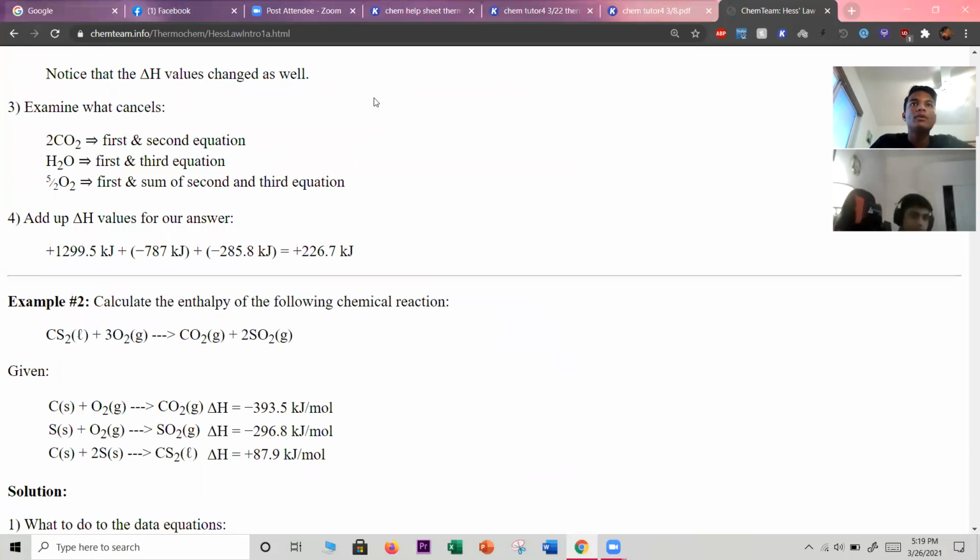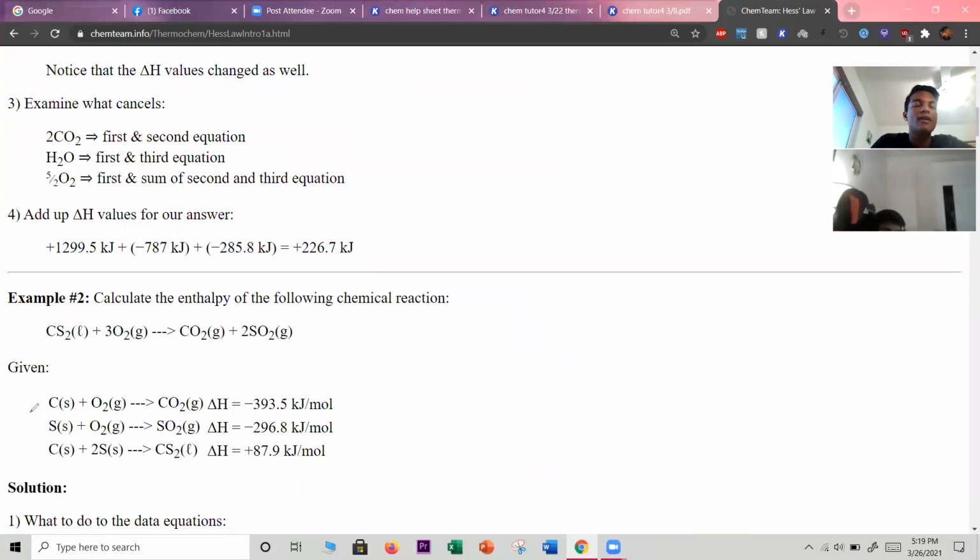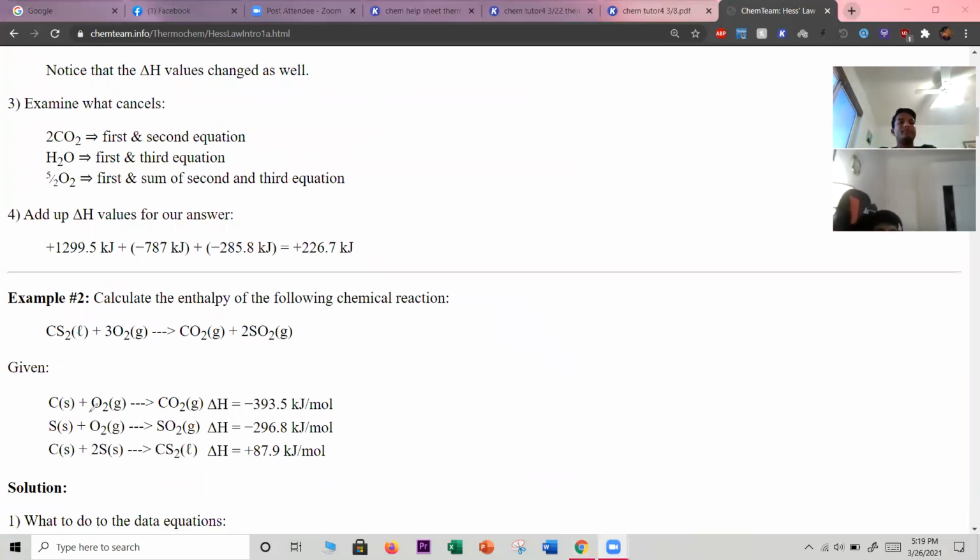Okay, so in this one, can you tell me the unique everything? So C, S, O2, CO. Only the stuff on the right, right? CO2, SO2, and CS2. Those are the only unique stuff, I think. Is SO2 unique? Is CS2 unique? Yeah, wait, this is unique.